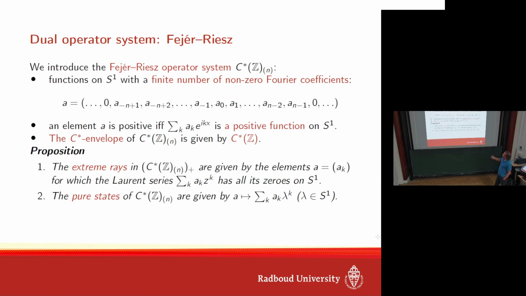So this is the notation. I have this support condition, but it's symmetric, so I still have the star in place. And I say that an element is positive if it's positive in C star of Z, or as a function on S1 given by this Fourier transform. So here's an example where the propagation number is actually infinite, because if I do take products, this support will grow, and eventually you get to C star of Z. So that's an example where the propagation number is infinite. So it's completely different from the previous one.